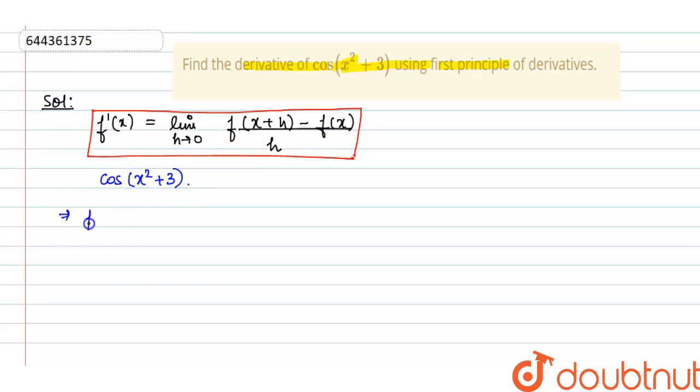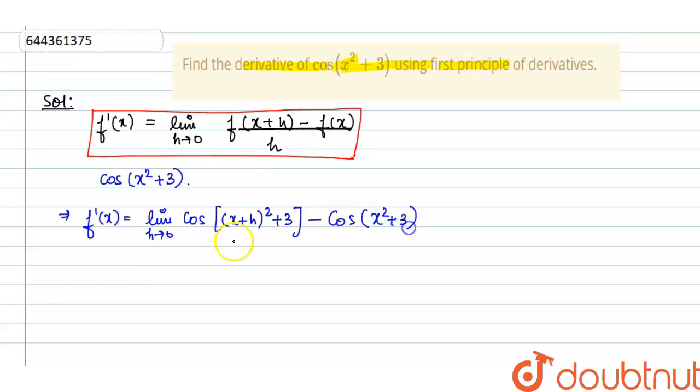So I can write f'(x) equals limit h tends to 0. In place of cos x, it will be cos, because in place of x I have to put (x plus h) whole square plus 3, minus cos, as it is, x square plus 3, upon h.